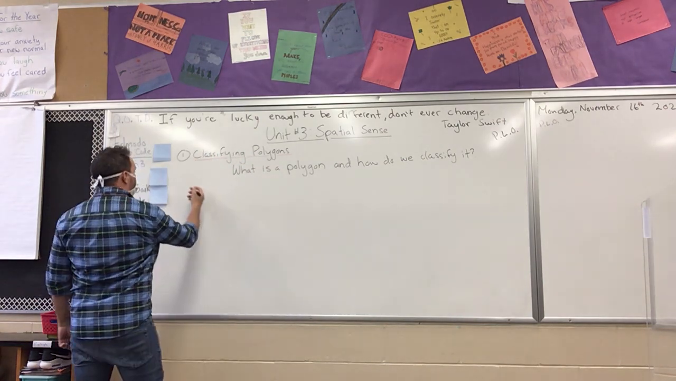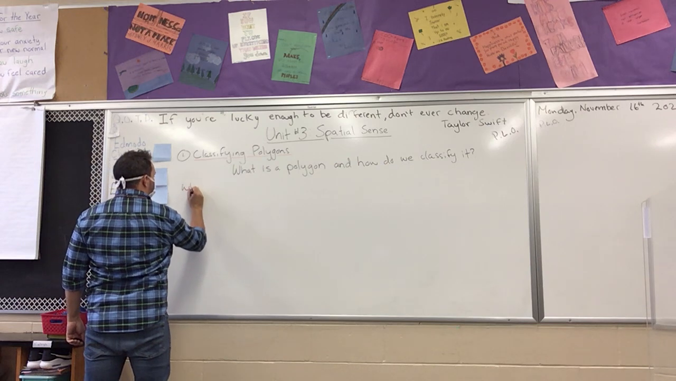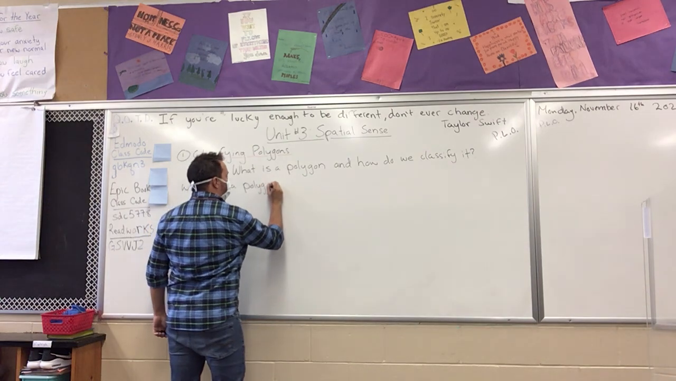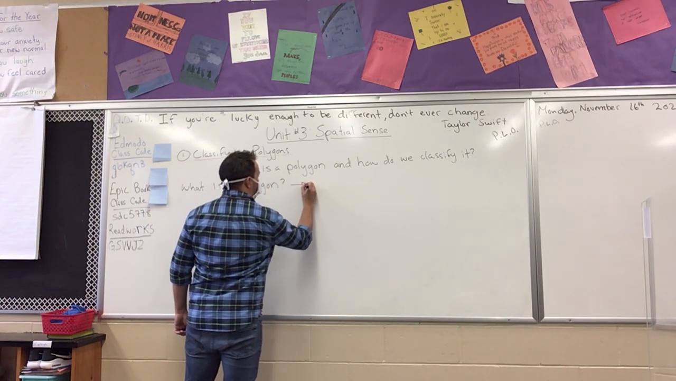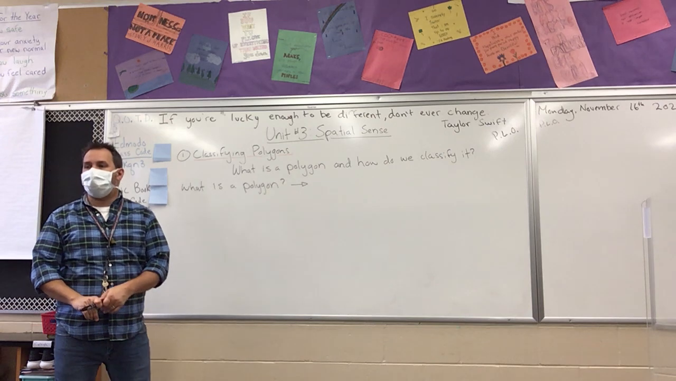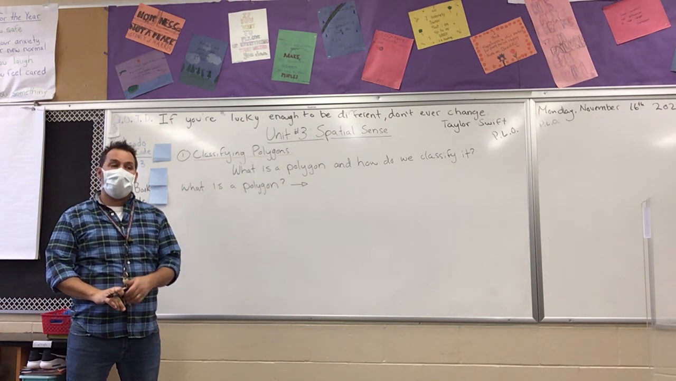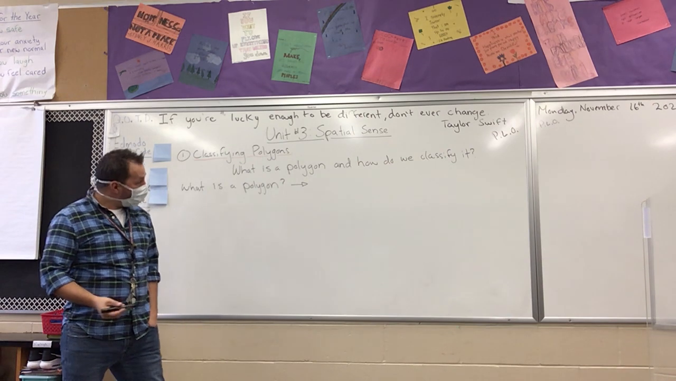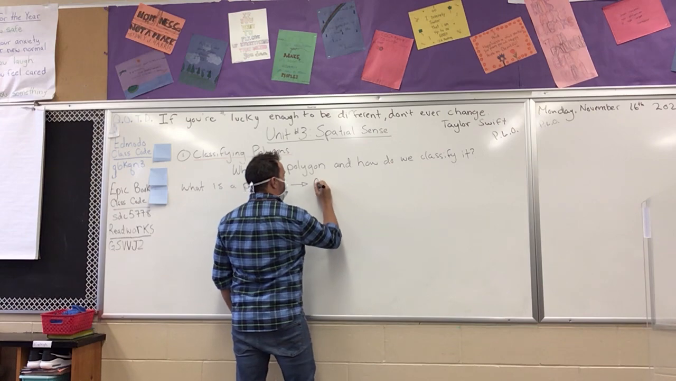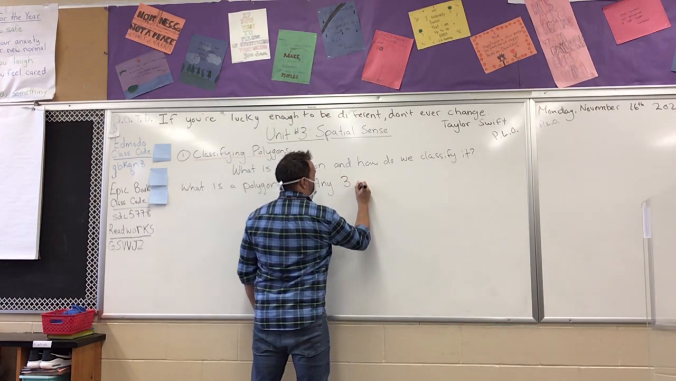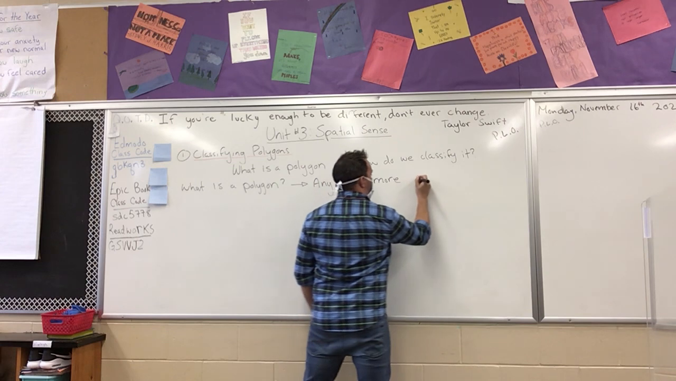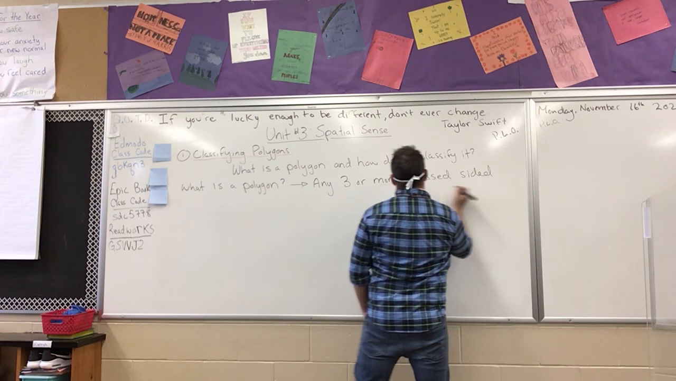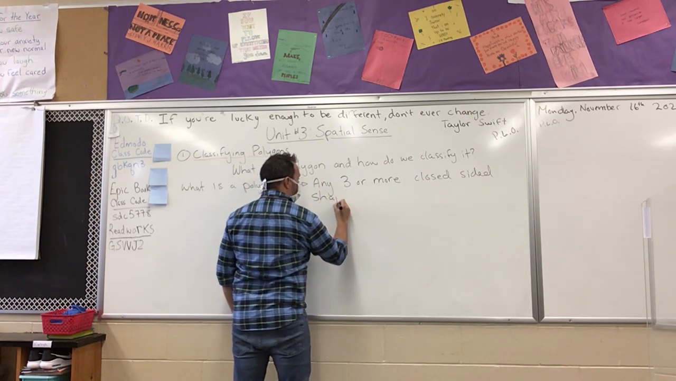So our first part, right? What is a polygon? What do we have as the answer? Anyone remember? A square. A square is a type of polygon, yep. Any geometric shape. Yeah, we say any 3 or more closed sided shape, right? That's where we start.